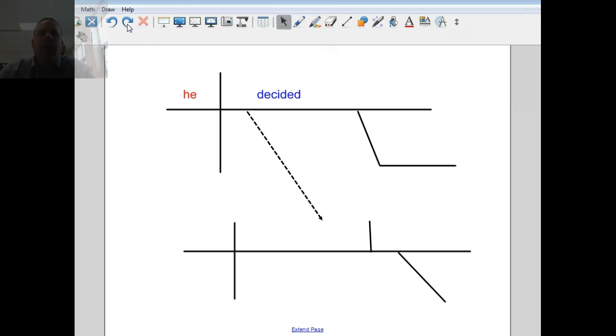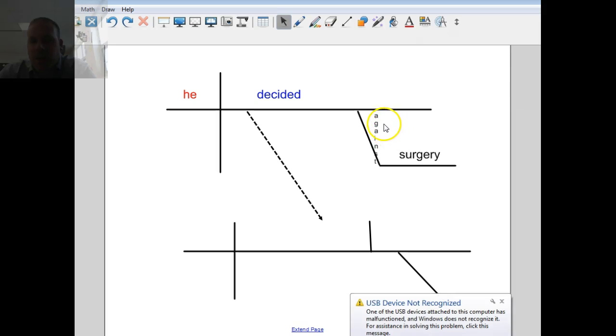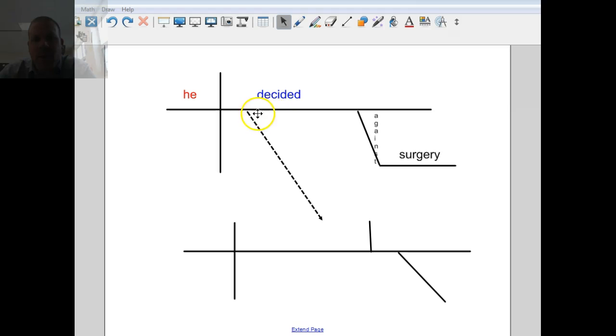And so, once again, we have our he decided. What did he decide? We have a prepositional phrase, against surgery. So against surgery goes over here. And then we go down here. This is where we're going to put our subordinating conjunction. Just like we put our coordinating conjunctions with compound sentences, our and, our but, our or, we're going to put our subordinating conjunction. So we're going to put after right there.